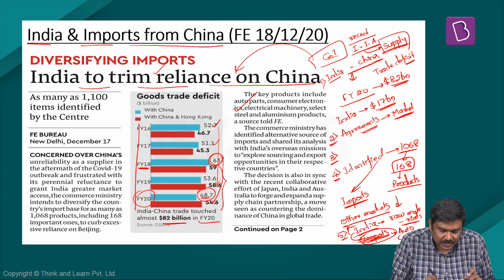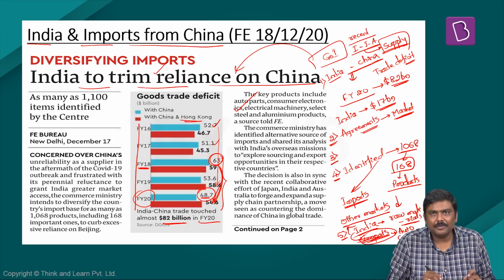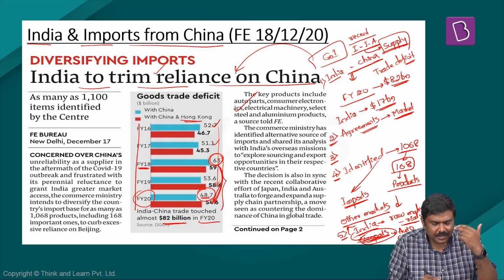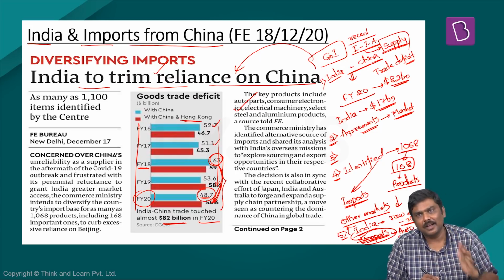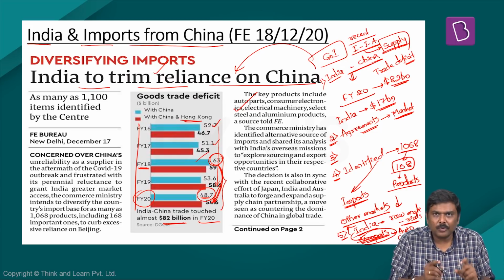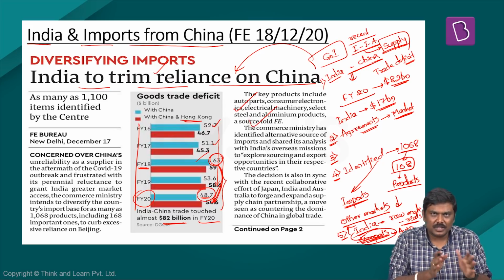Having said so, another very important point that you need to make a note of is this. The trade deficit of India with China and Hong Kong has been increasing. And various experts have already stated that China is basically routing its exports from Hong Kong into India. And that is another very important point that you need to make a note of here. So these are certain very important points related to this particular article.